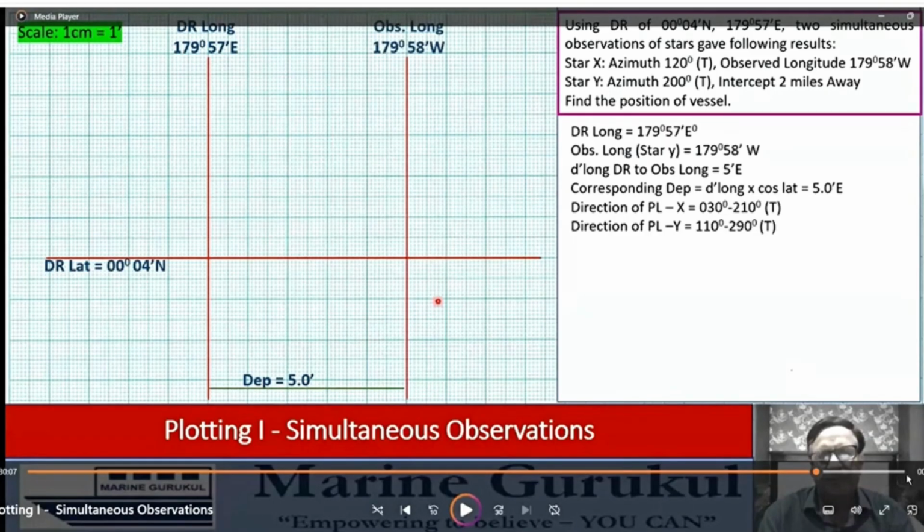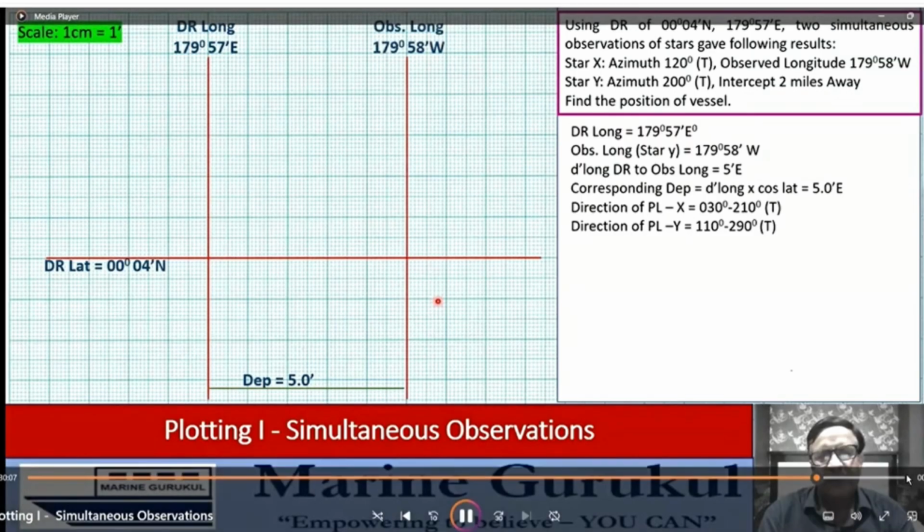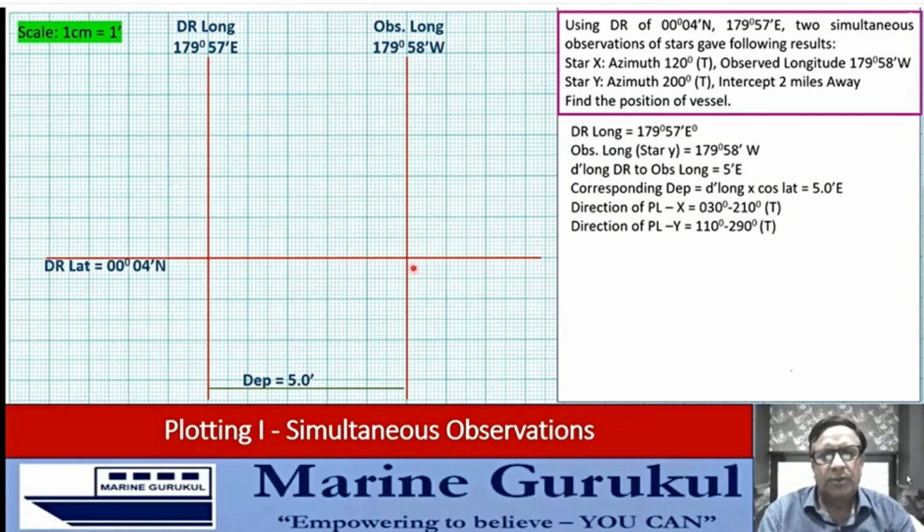No doubt, sir. Great. Now to this point, which is the intersection of DR lat with observed long, we have the PL for star X in the direction of 030 to 210, and you can see the PL of X coming up on the graph passing through this point.